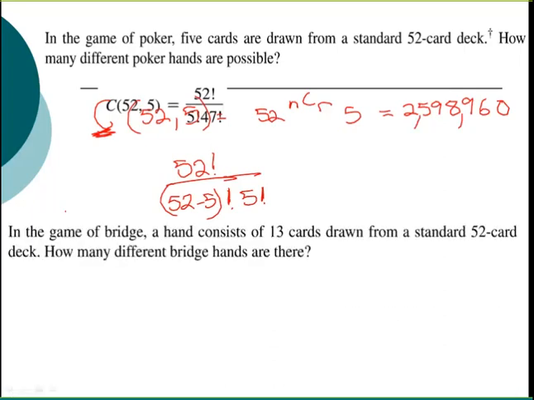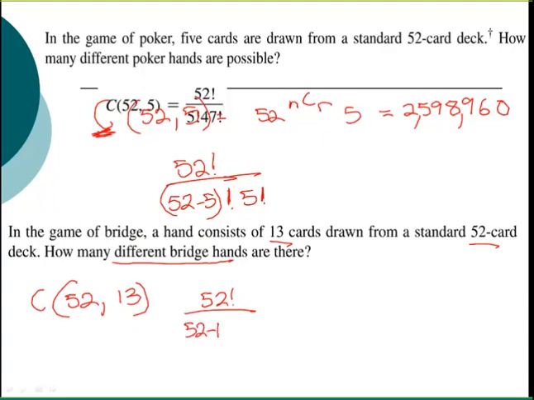Okay, let's take a look at the next game. We've got bridge, which consists of 13 cards from the 52 card deck. How many different bridge hands are there? Again, it's not talking about how good or bad the hand is, just how many different hands you can have. So it's 52, and then you're taking groups of 13. We don't care about order, so it's a combination, not a permutation. So I can type it right back in my calculator, or it's 52 factorial over 52 minus 13 factorial, and then times the 13 factorial on the bottom.